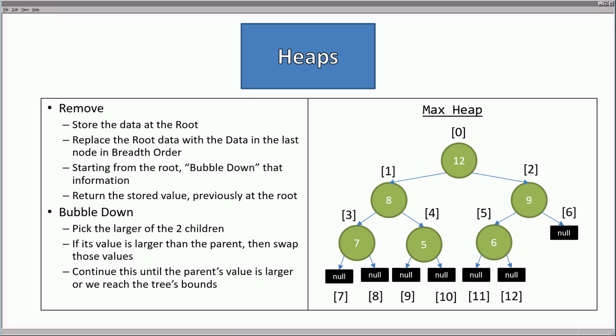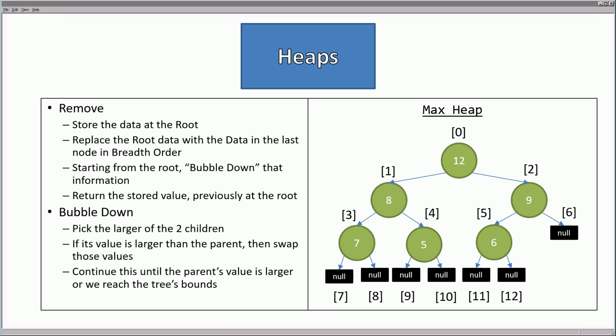Now going back to bubble down, the way that it works is starting from the parent, you first examine the values of the two children. As this is a max heap, you pick the larger of the two values. Now if that larger value that is found at a child is greater than the value stored at the parent, then much like bubble up, you have to swap. But in this case, you're bubbling down the values.